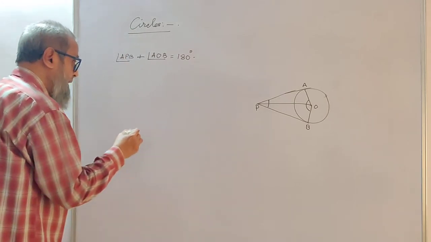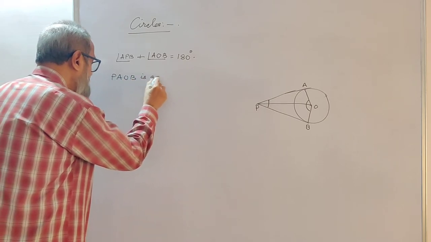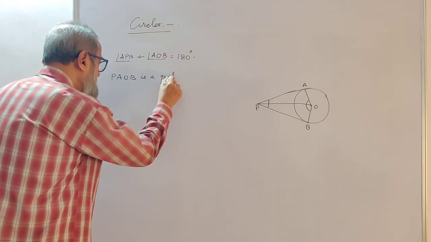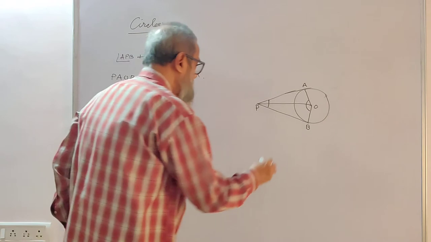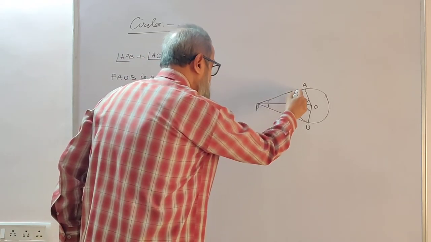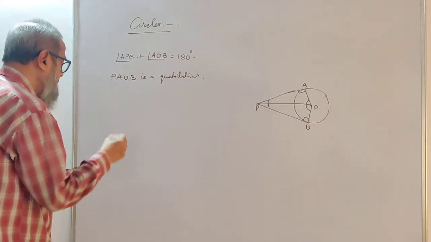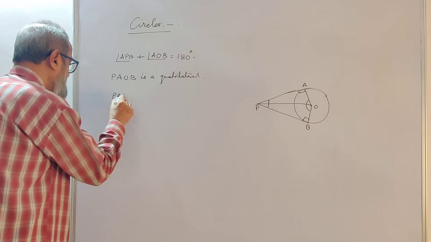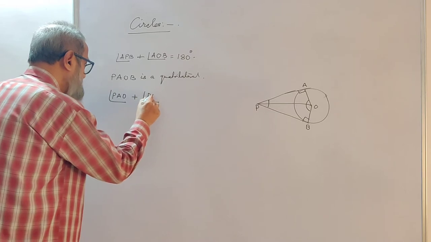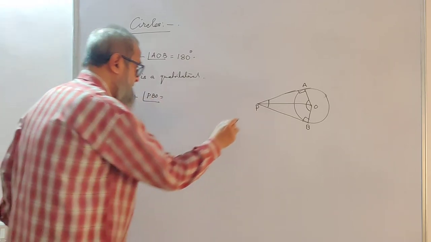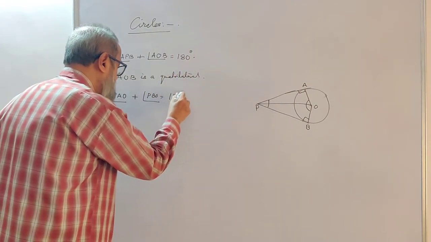Now, PAOB is a quadrilateral, a four-sided figure. Now, this is 90 and this is 90. Angle PAO plus angle PBO, both are 90 degrees because this is a tangent and that is the radius. So they are both 90 degrees, so this will be 180 degrees.